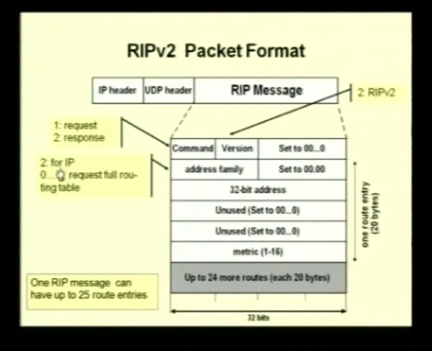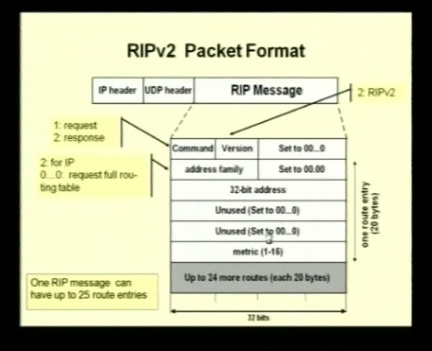Now, the 000 here indicates that we are requesting the full routing table. The 2 for IP basically indicates that the RIP protocol can be used not only for IP, but for any other networking protocol as well. So, for IP the address family here is given as 2, and correspondingly these fields are used for the IP address, and since an IP address is only 32 bits, we use just one 32-bit address over here, the rest are unused.